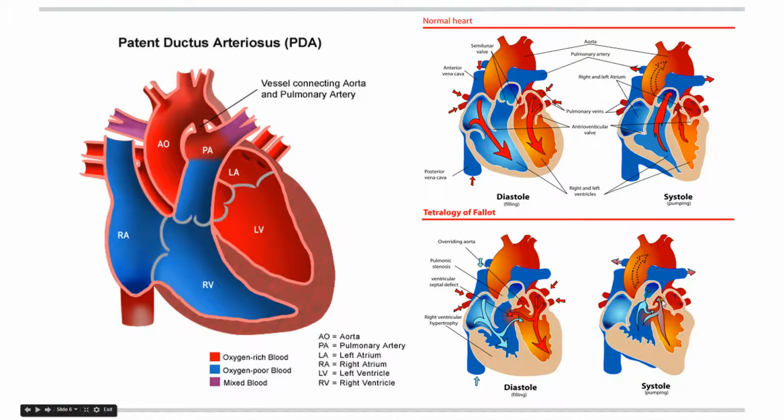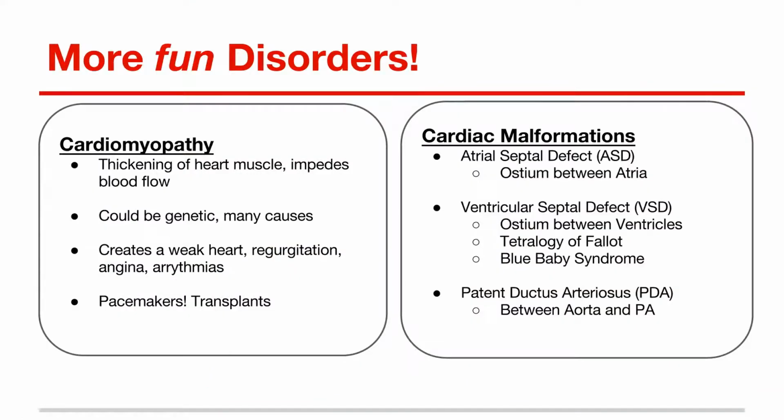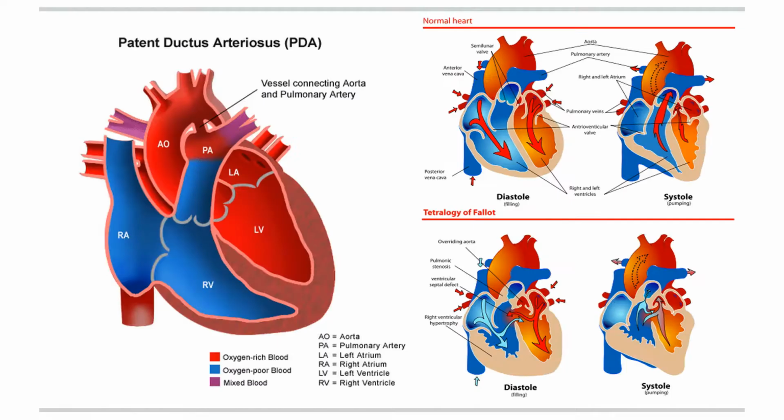In babies, this can result in a blue baby syndrome, which is cyanosis of almost the entire body in a baby, which causes them to appear slightly blue. A patent ductus arteriosus, or PDA, is an abnormal passage between the aorta and the pulmonary artery. Here on the left, you can see that there is an unnatural vessel connecting these two blood vessels.